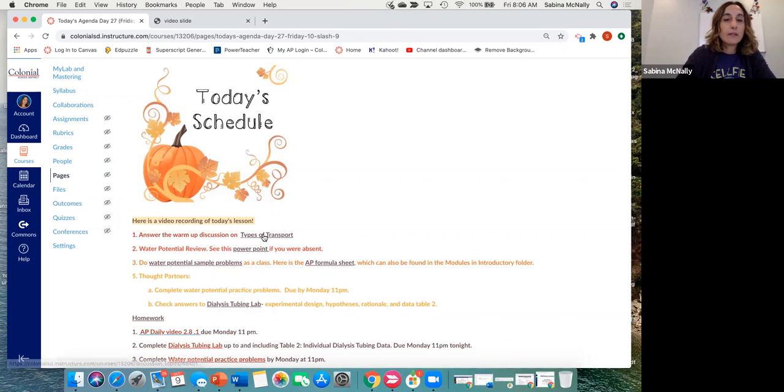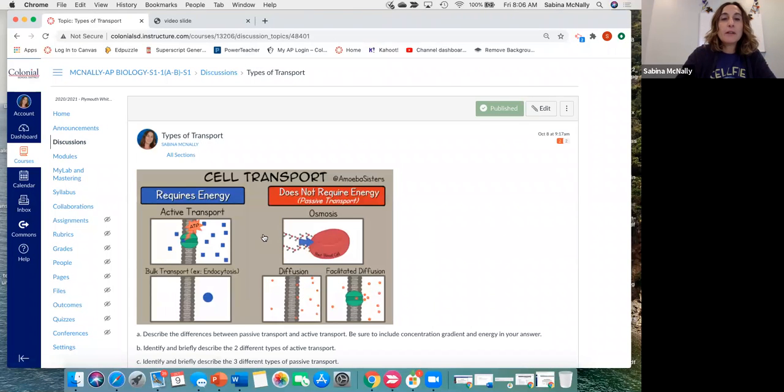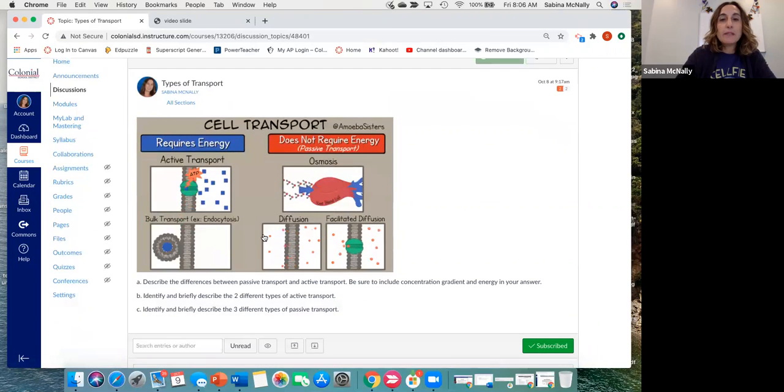Okay, so let's take a look at the types of transport. All right, so here is another Amoeba Sisters drawing, and you can see active transport. There's two types here. We got our passive transport over here. We got our three types. A says, describe the difference between passive transport and active transport. Be sure to include concentration gradient and energy in your answer.